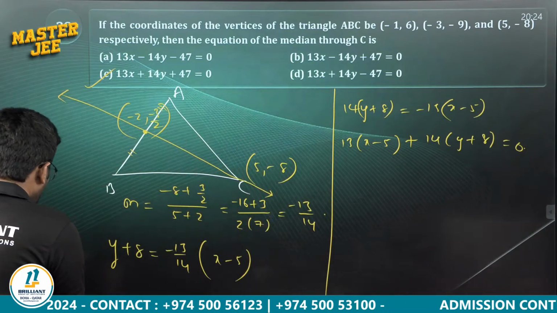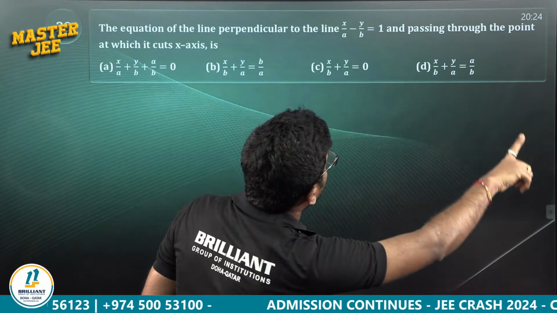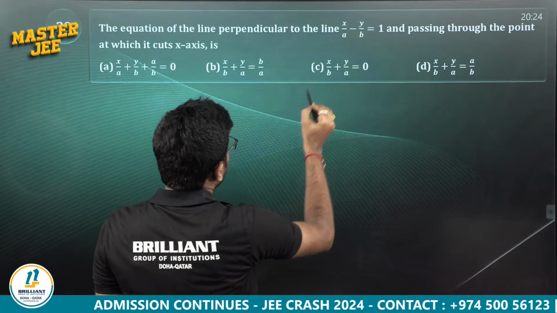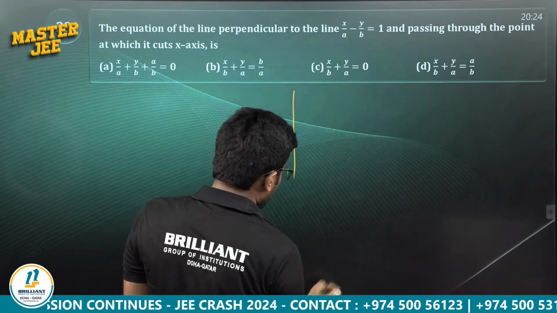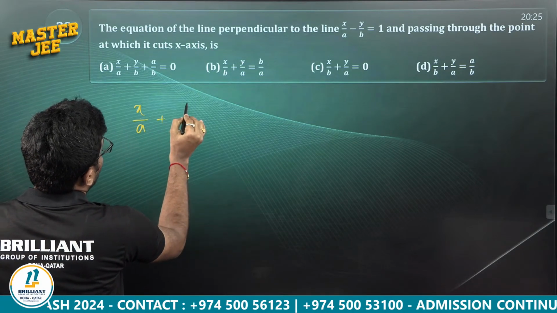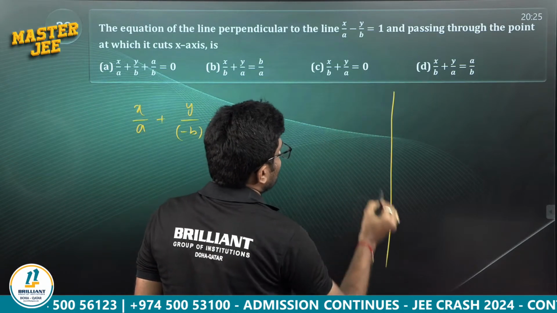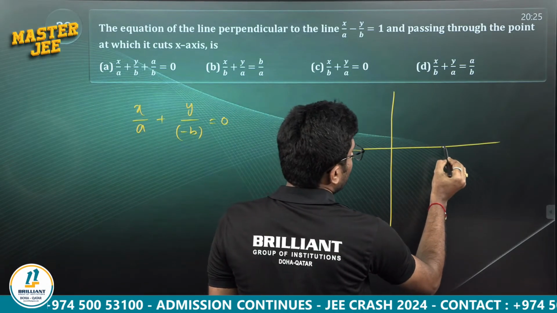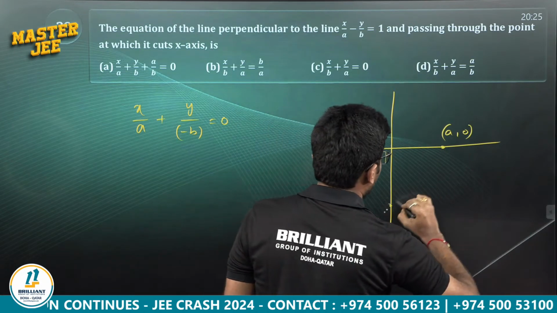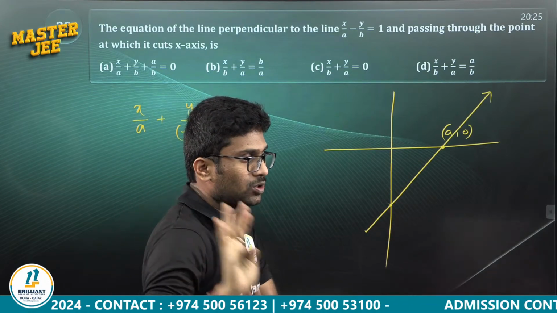That's it. Last but one question. The equation of the line perpendicular to this and passing through the point at which it cuts the x-axis. So simple it is. What is x by a minus y by b is equal to 1? It is clearly in intercepts form. That means it intersects the x-axis at a comma 0 and the y-axis at 0 comma minus b. It will be like this, assuming that a, b are both positive.